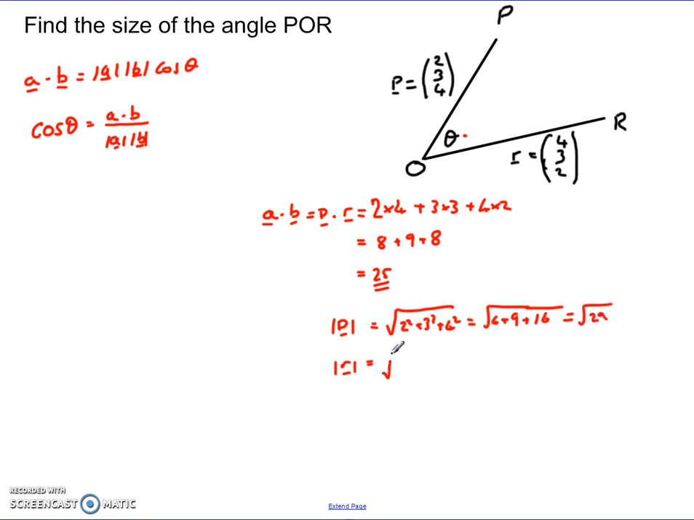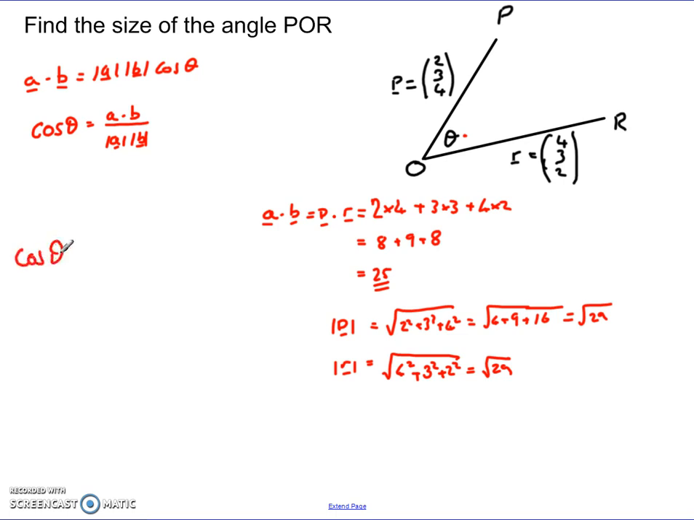For the magnitude of R, same idea, same formula. But this time we use the elements of R rather than P. So it's 4 squared plus 3 squared plus 2 squared. Well, that's actually the same as this if you look. Same numbers, same idea. So the magnitude of R is also given by the square root of 29. Now it's substituting into the formula and working it out.